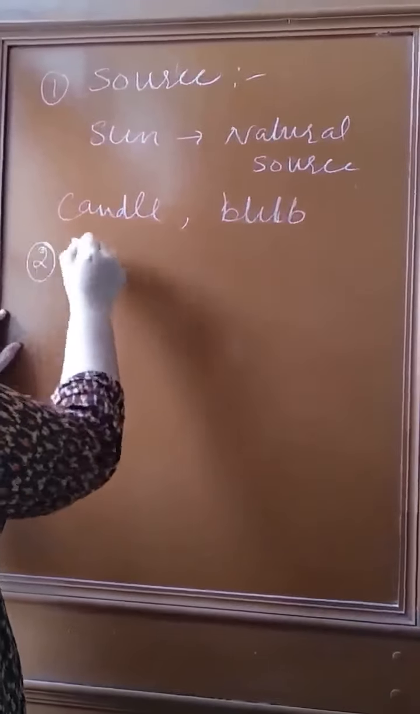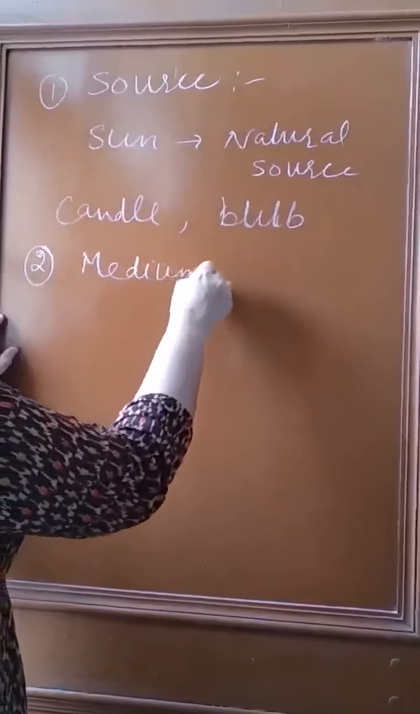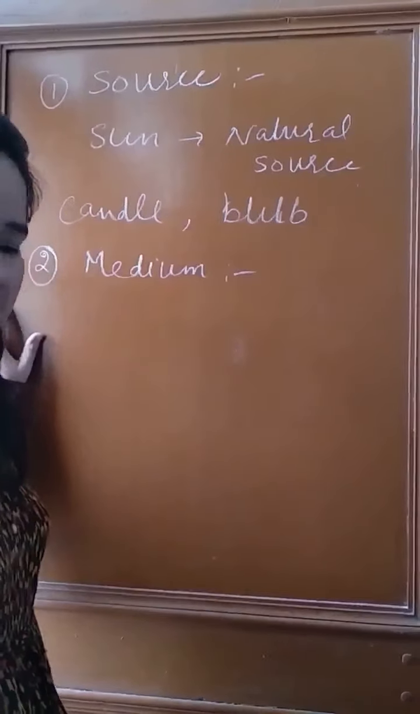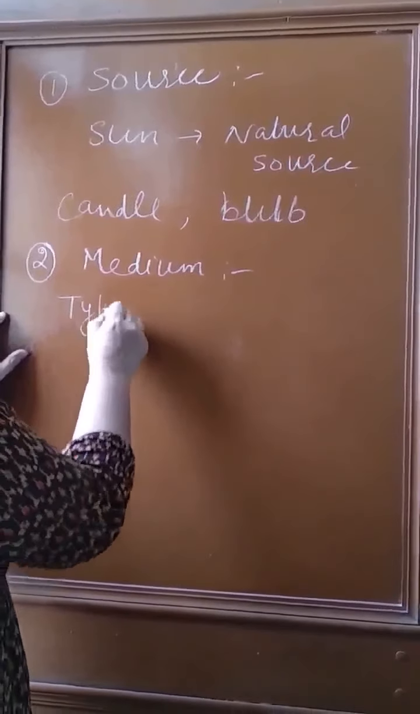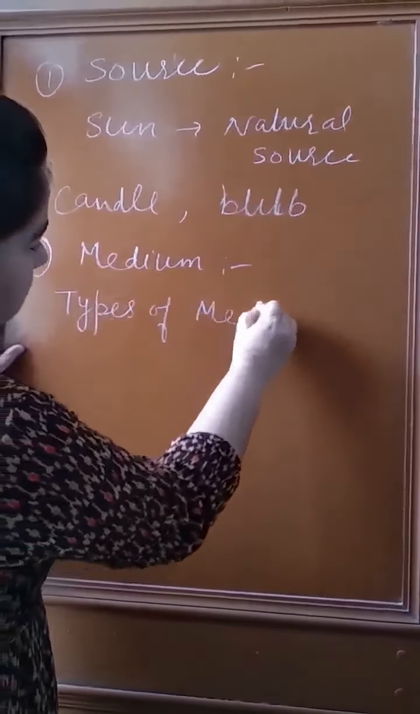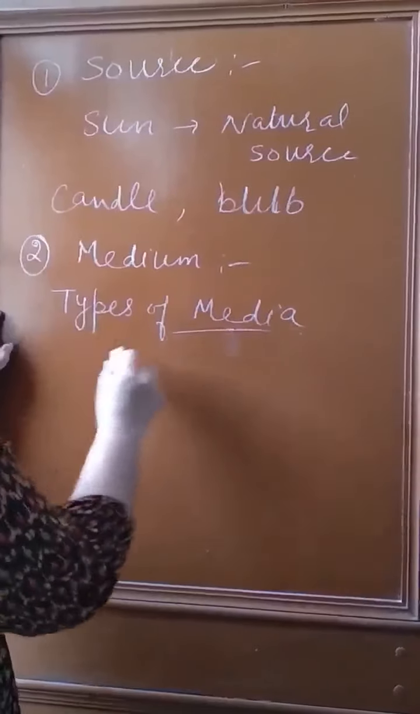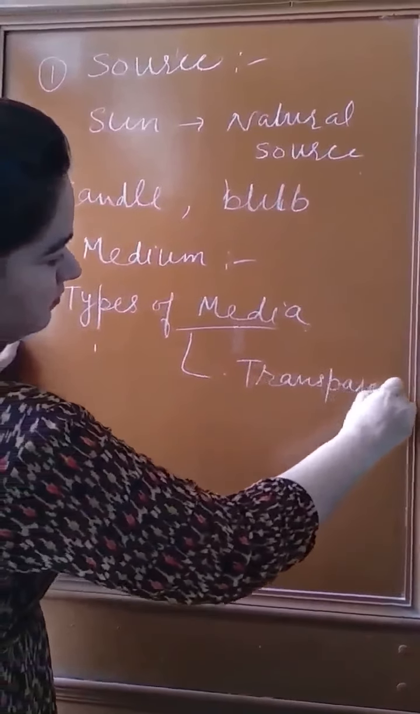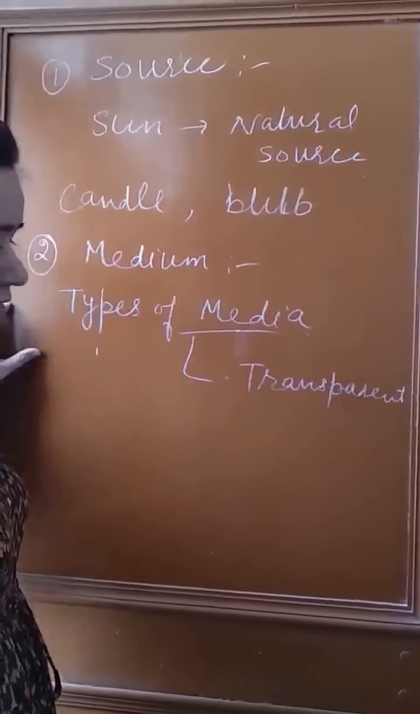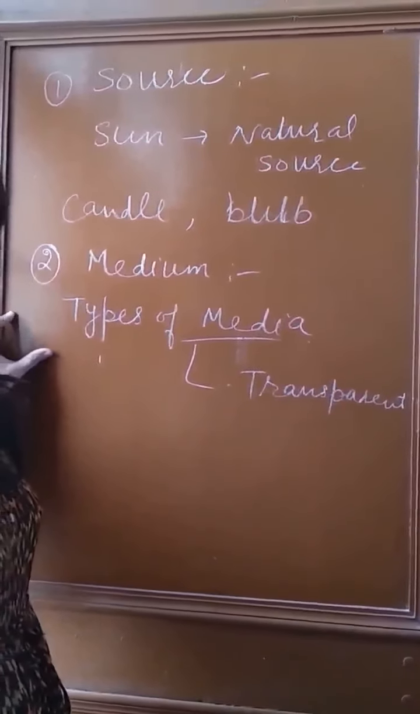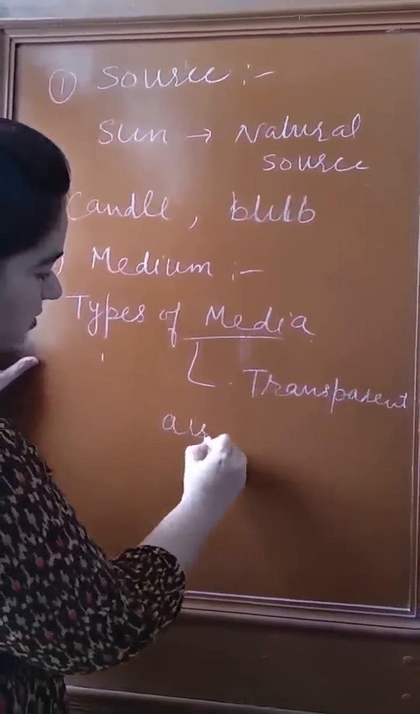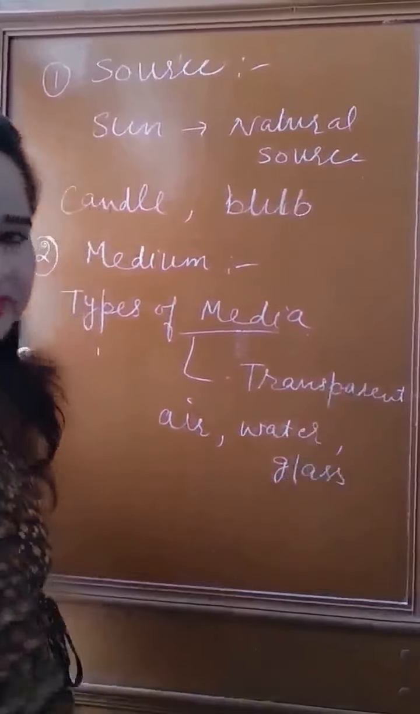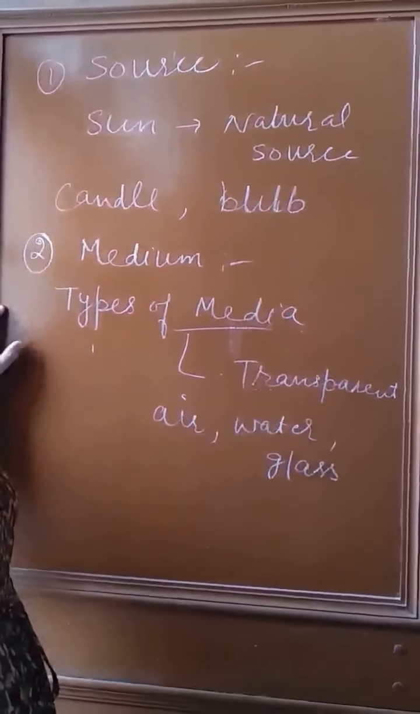Now next is medium. Medium is a material through which light passes or tries to pass. Now types of media are: transparent. It is a medium through which light passes easily, like air, water, glass, etc., through which light passes easily.